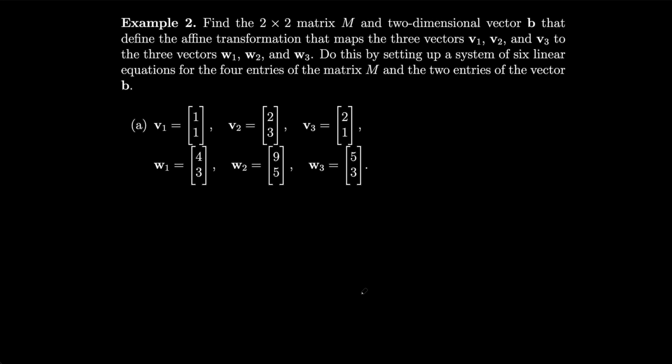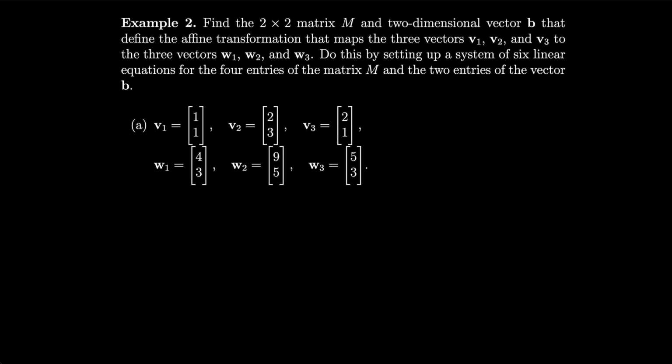maps between the triangles. So let's find the 2x2 matrix M and two-dimensional vector B that define the unified transformation that maps the three vectors v1, v2, and v3 to the three vectors w1, w2, and w3. We'll do this by setting up a system of 6 linear equations for the 4 entries in the matrix M and the 2 entries of the vector B.